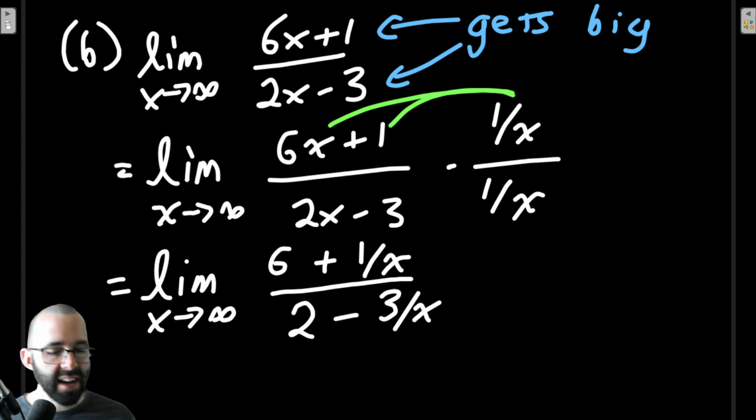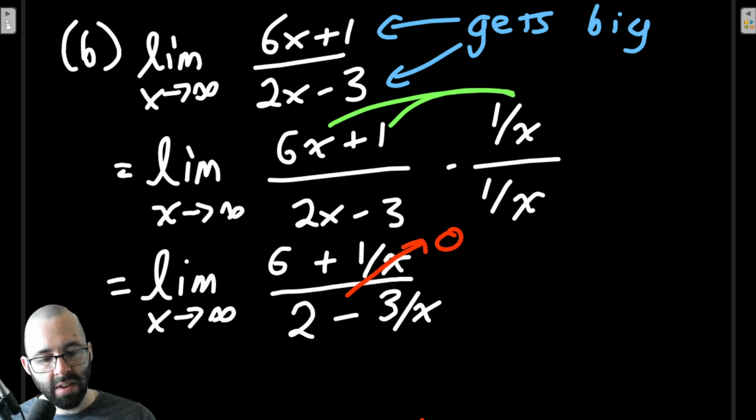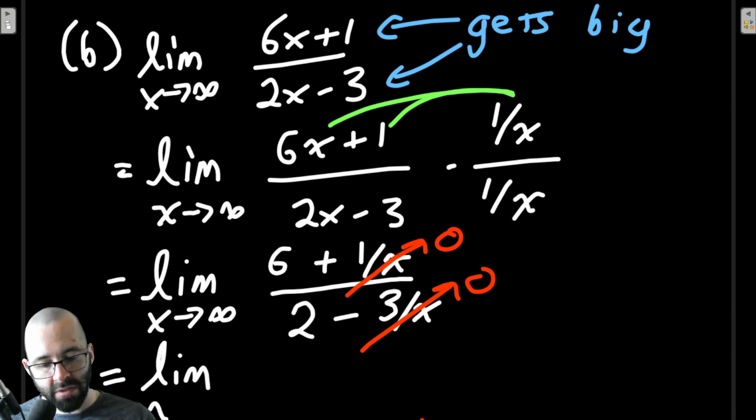Now look what's happening. As x gets really, really big, 1 over x gets really small. We're dividing by a really big number, just like in part A. So as x gets really, really big, this goes off to 0. As x gets really, really big, this goes off to 0 as well. So what do we have? We have the limit as x approaches infinity of just 6 plus 0 over 2 plus 0.